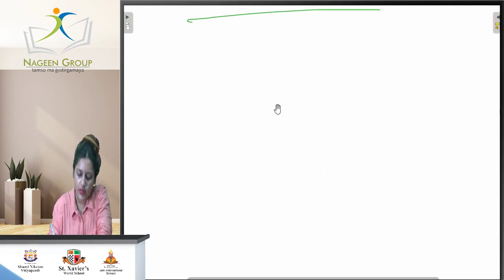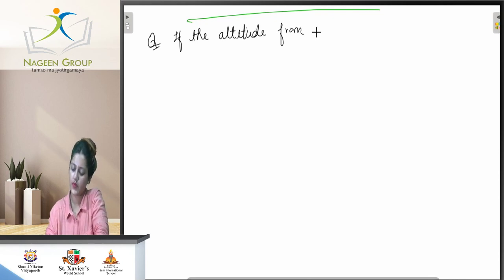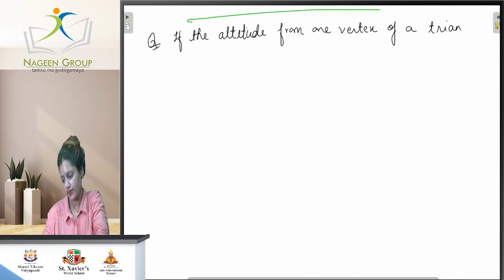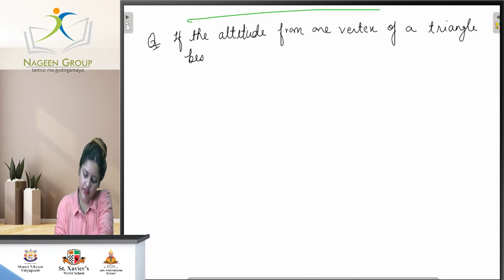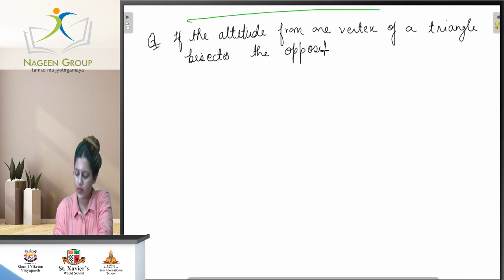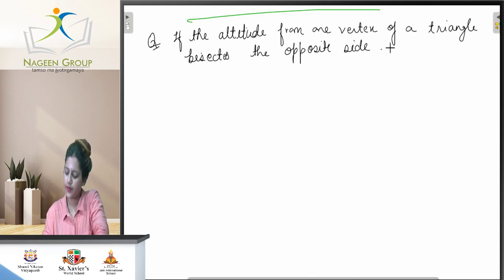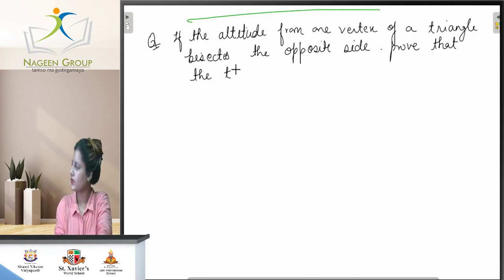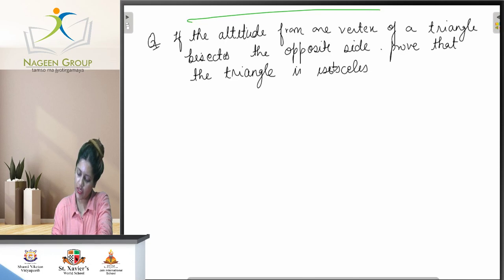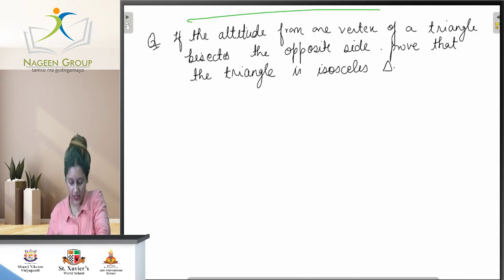Question 2. If the altitude from a vertex of a triangle bisects the opposite side, prove that the triangle is an isosceles triangle. So let us make a diagram of it.